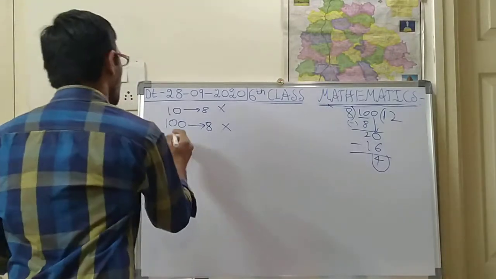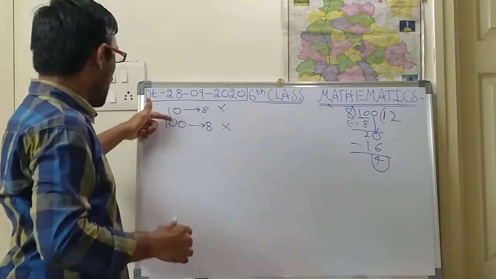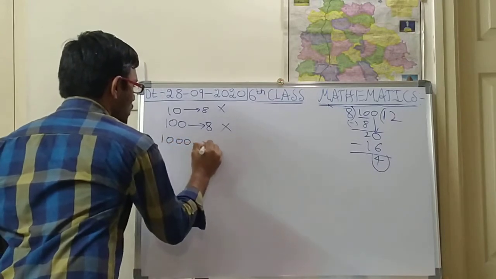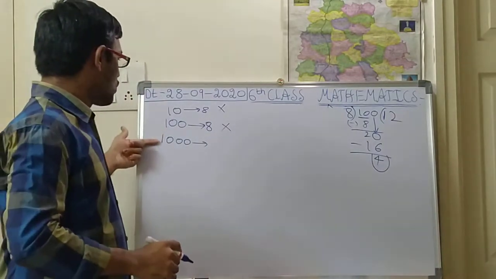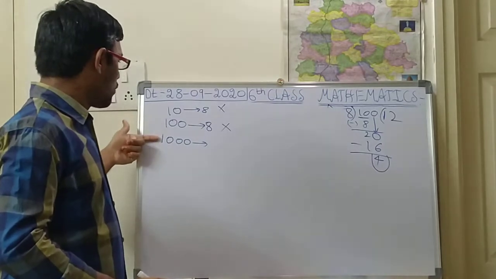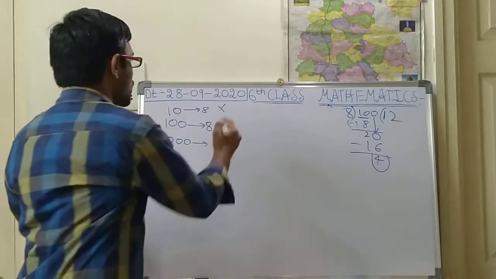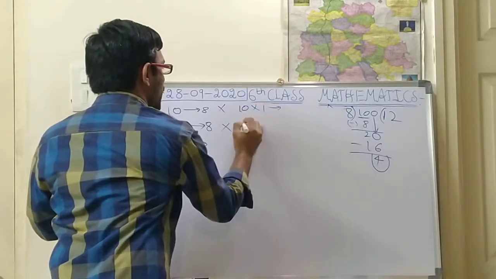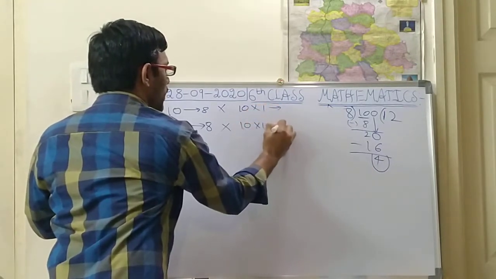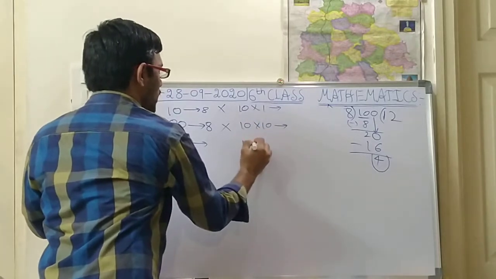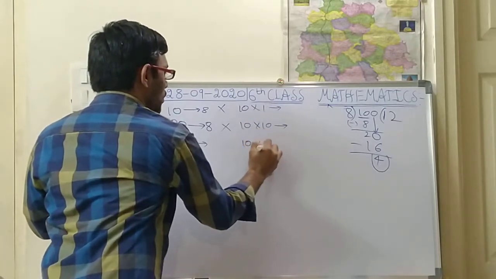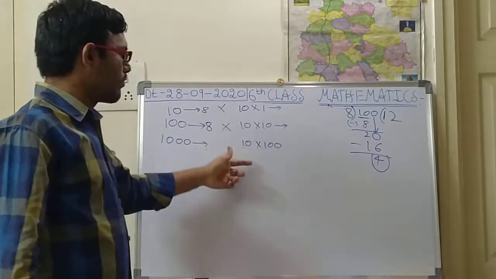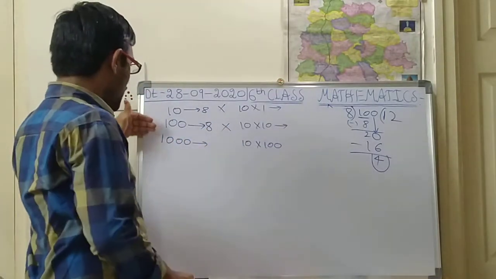Next, take one more thing. Add one more 0 to this. So 1, 2, 3 zeros: what is this? 1000. What is the next multiple? 100 into 10 is 1000. So this is 10 into 1, next this is 10 into 10, this is 100, next 10 into 100. Like this you are supposed to multiply by 10. So 10, 100, 1000.